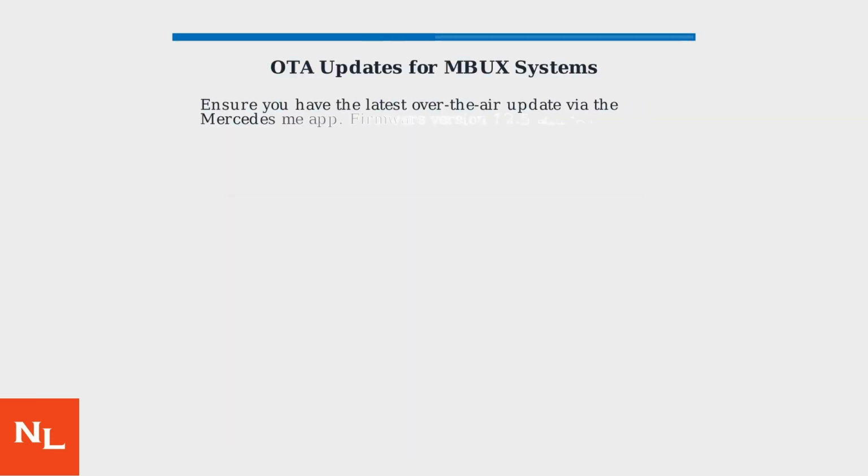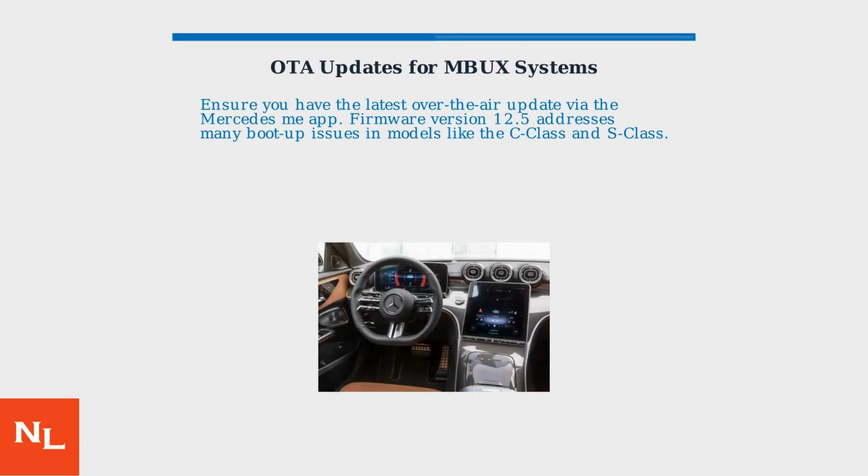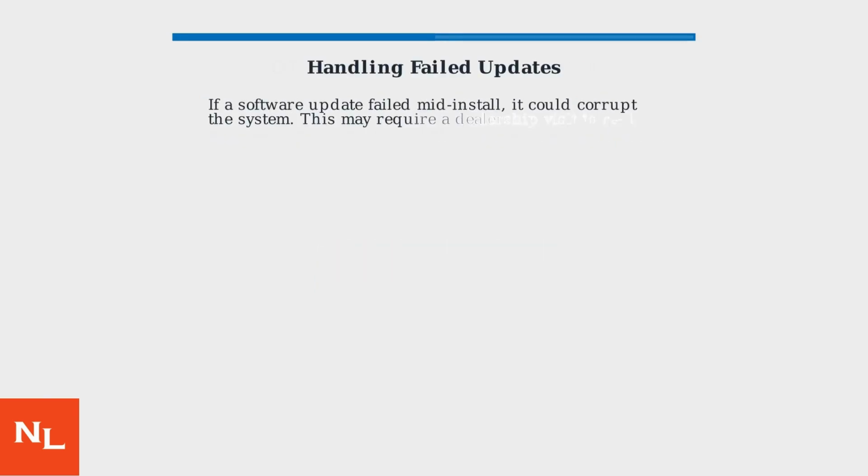For MBUX systems, ensure you have the latest over-the-air update via the Mercedes Me app. Firmware version 12.5 addresses many boot-up issues in models like the C-Class and S-Class. If a software update failed mid-install, it could corrupt the system, potentially requiring a dealership visit to reflash the software.